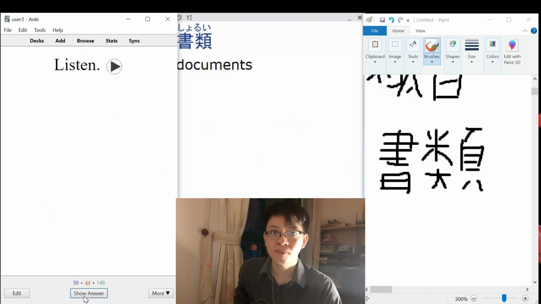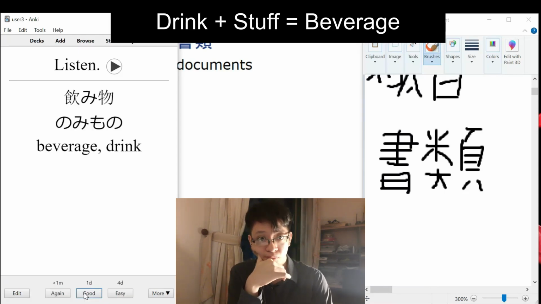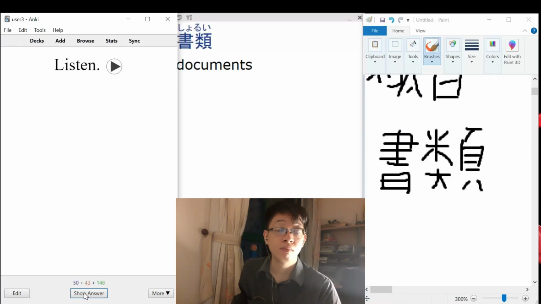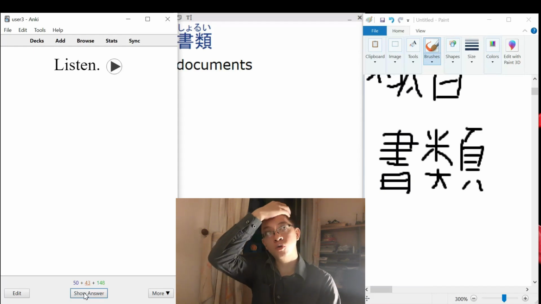Yeah. 飲み物. Okay, so that's stuff that you can drink. So beverage. Okay. It's new vocabulary, but no new kanji here. 木曜日. Oh, it's day of the tree, right? The weekday of the tree.